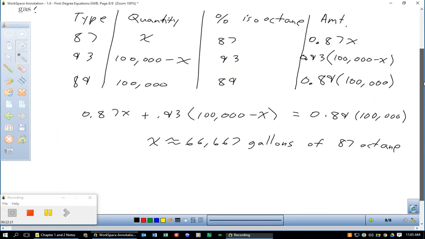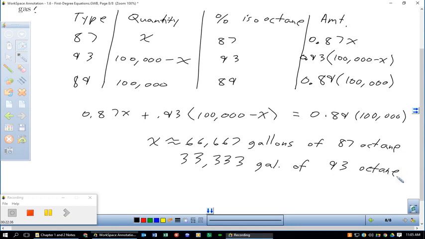Now since they total 100,000 gallons, that means we should have 33,333 gallons of 93 octane. I'm going to leave it to you to verify how much octane there actually is. Multiply this by 0.87, this by 0.93, and see if you actually get 89 like you expect. All right, that is the end of this section on first-degree equations, and this topic is going to come up repeatedly, so we need to make sure we get this down.